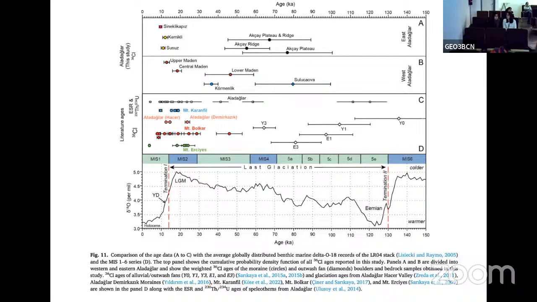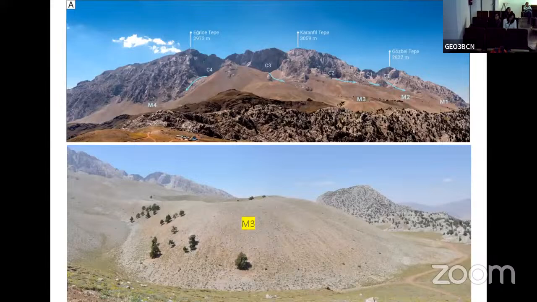So we put here all the proxy data. I'm just showing you, I won't go into detail, lots of data from surrounding mountains to understand how the glacial termination, the glacial cycle, was represented in this Aladalar part. And finally, this is another mountain just 20 kilometers south. I'll show you this because we did a different modeling here, and I'll finish with that.